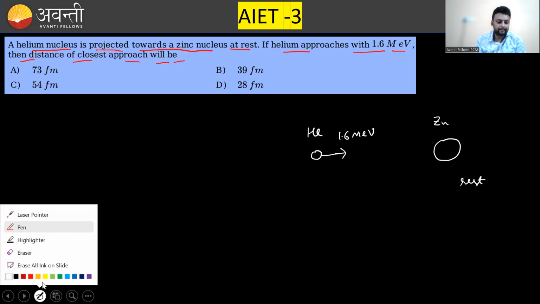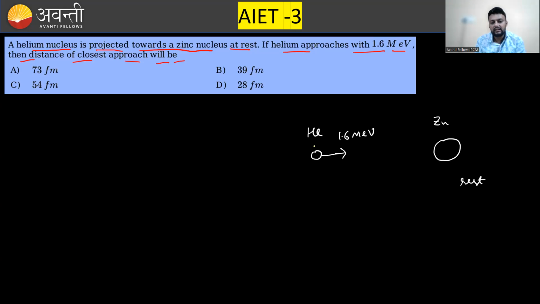Now, what will happen? The nucleus of helium has some positive charge because of the protons. It has two protons. You know, na? So, one proton has e charge. So, two protons will have 2e charge. Clear?